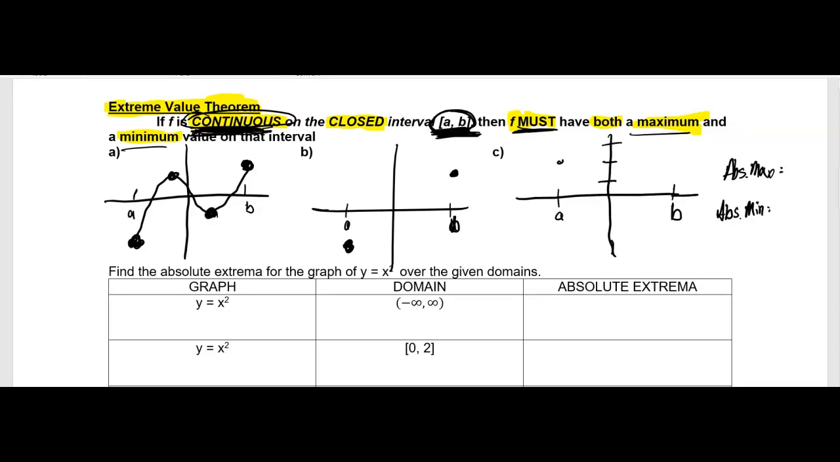So let's say I draw a horizontal line that starts at A, goes through B. We'll say mine goes through 2. That's a continuous graph. It's on a closed interval. So according to this extreme value theorem, that should have a high point and a low point on it.